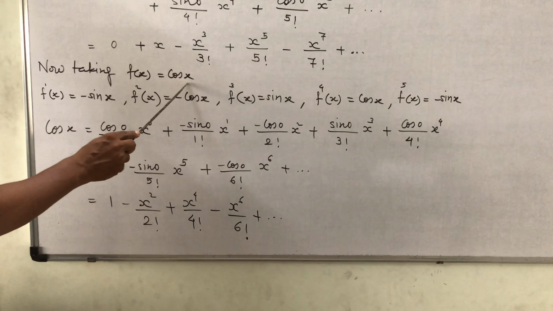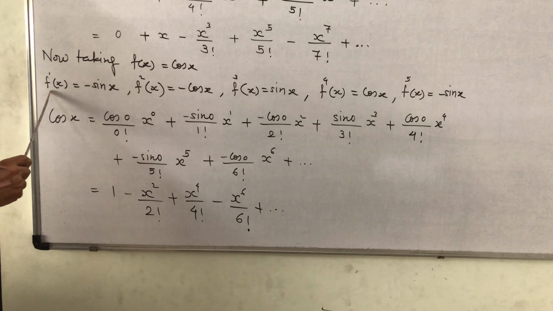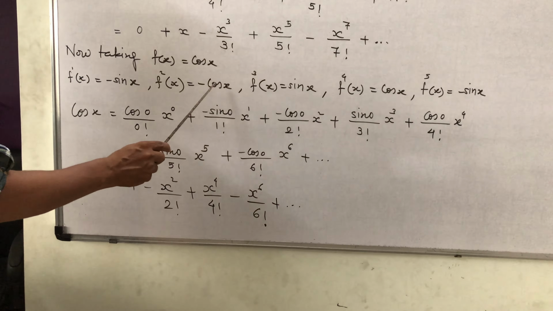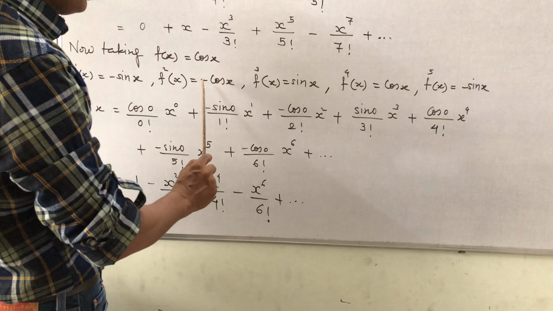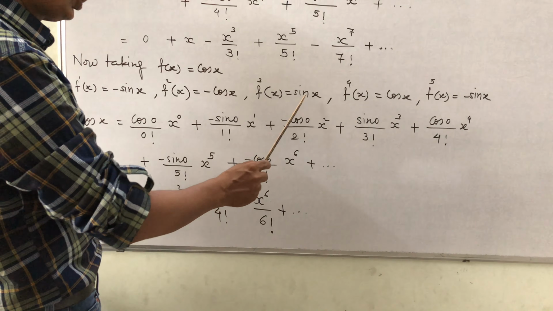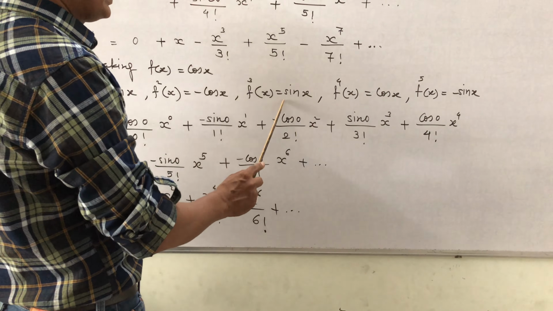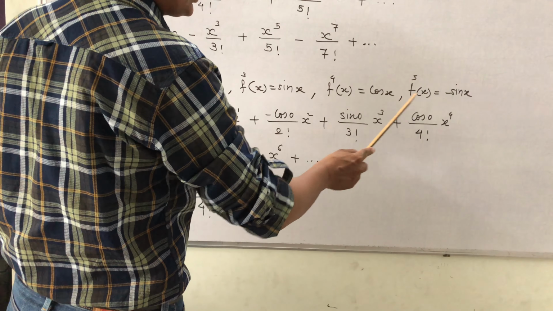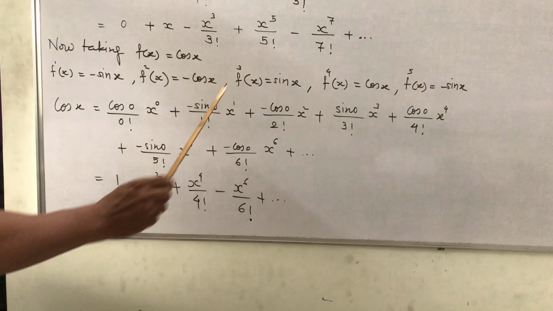Now taking f of x equal to cos x. So f1 of x, the first derivative, is minus sin x, second derivative is minus cos x. Third derivative is plus sin x, minus into cos x, the derivative of cos x is minus sin x, so plus sin x. Fourth derivative of sin x is plus cos x. So fifth derivative is cos x, so minus sin x, and so on.